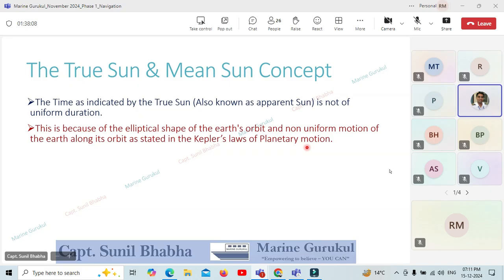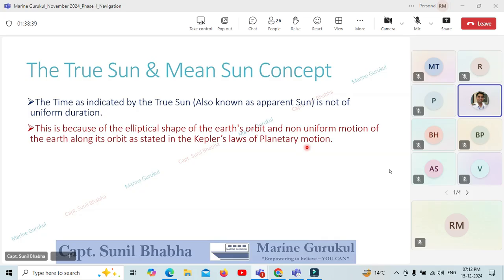Whenever it is closer to the sun, the linear velocity of the planet increases, and whenever it goes far away from the sun, the linear velocity of the planet in its orbit goes down. So it is basically because of this reason that the time indicated by the true sun is of a non-uniform duration. Because as the speed of the Earth keeps on changing in its orbit, the relative speed of the sun moving in the sky also changes.